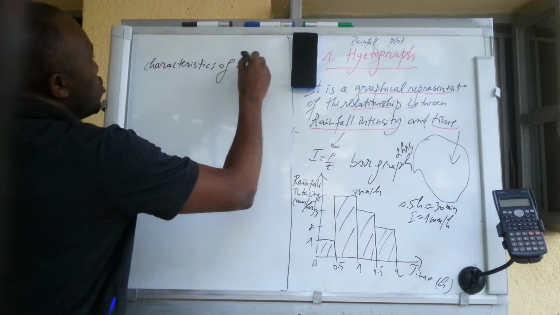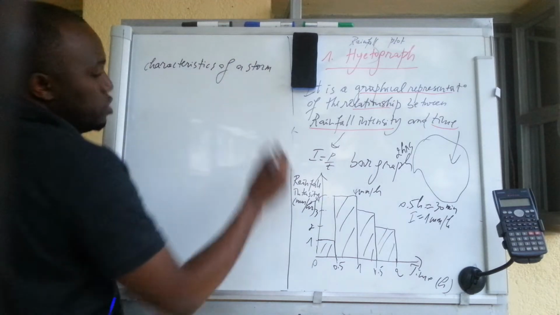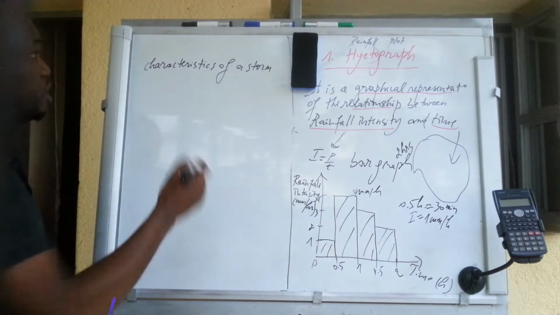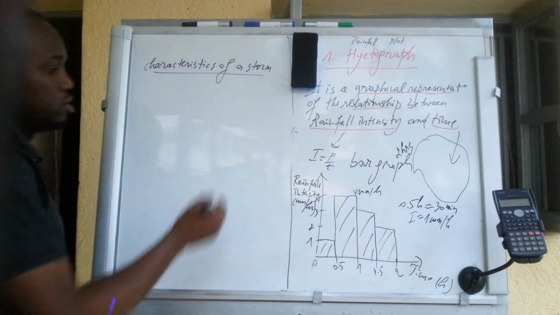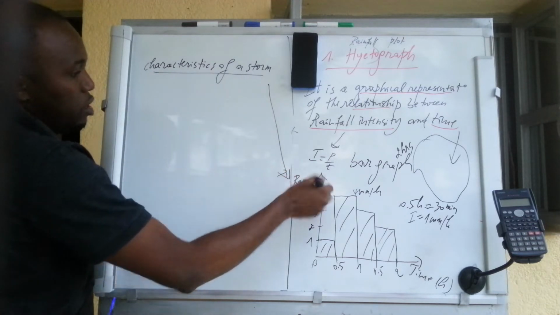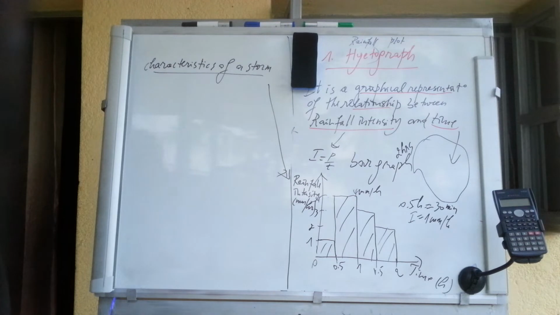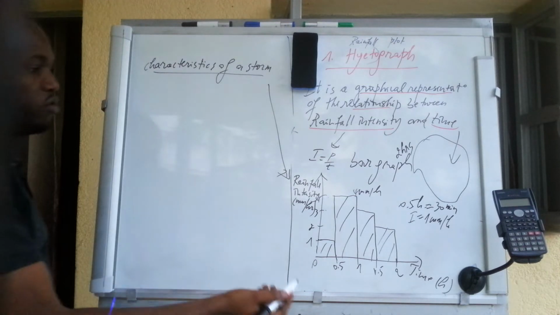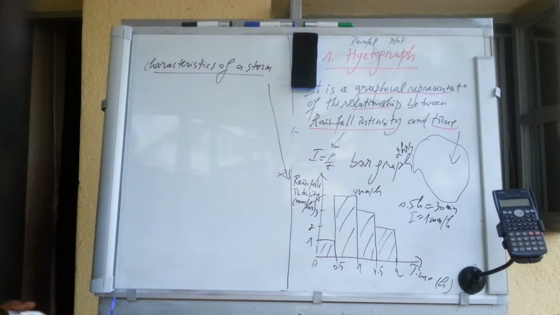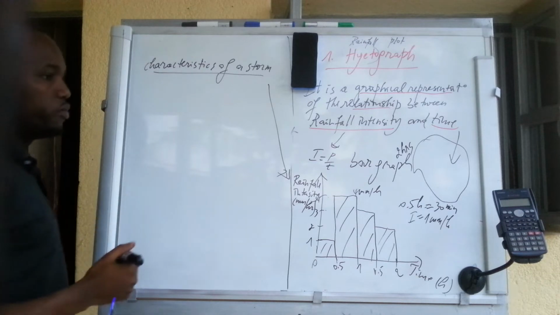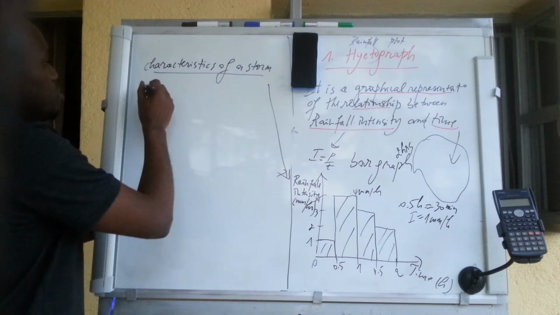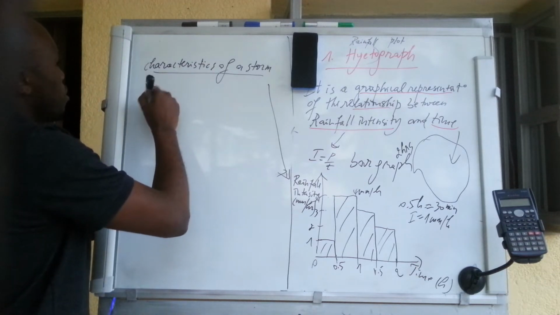Of a given storm. This is a good presentation of the characteristics of a storm. If you have a hyetograph like this, it's a good way of presenting the characteristics of a storm. And it helps us.